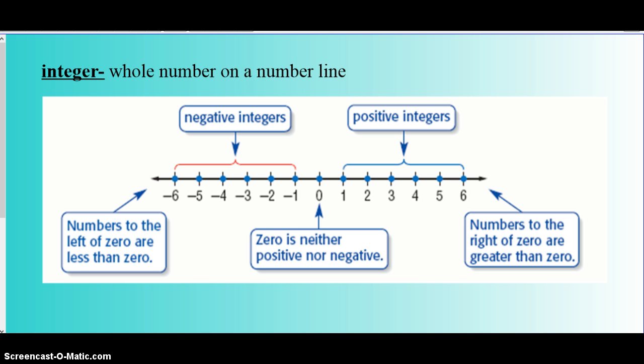The numbers to the left of 0 are less than 0. They have a negative symbol in front of them. 0 is neither negative nor positive. It's neutral. And the numbers to the right of 0 are greater than 0. You could have a positive symbol in front, but we just typically leave them empty. They don't have a negative sign in front, so we can assume that they are positive numbers.